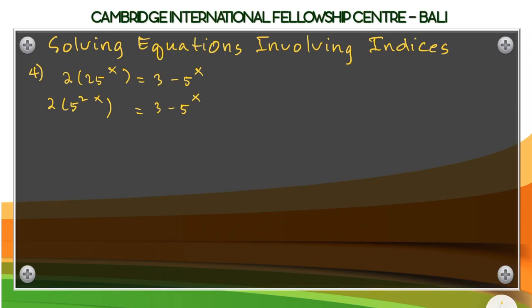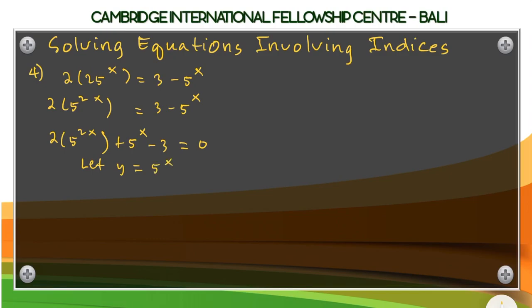Equating the entire equation to 0 by applying the addition property of equality, we have 2 times 5 raised to 2x plus 5 raised to x minus 3 is equal to 0. We use the addition property of equality. I'm not going to discuss all the properties of equality here. At this level, you should know all of them. Then we proceed by substitution.